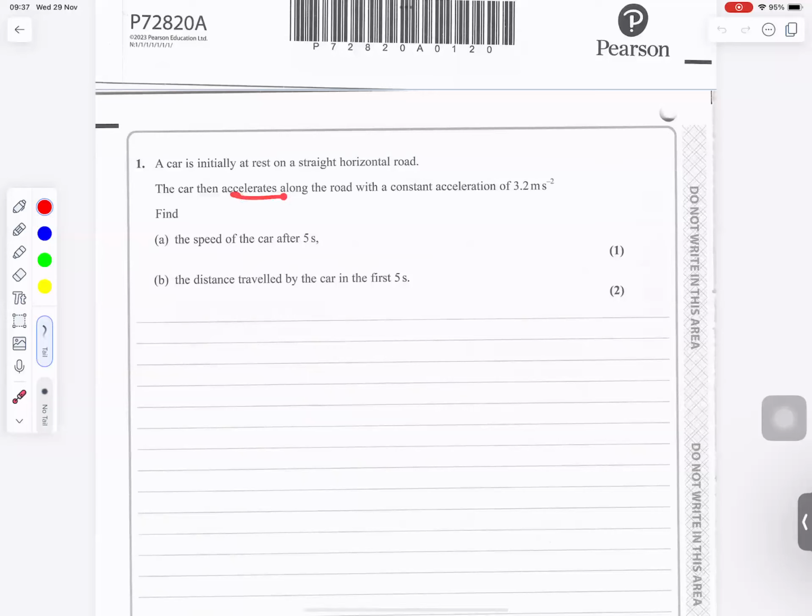The car then accelerates along the road with a constant acceleration of 3.2 meters per second squared. Find the speed of the car after 5 seconds and the distance traveled by the car in the first 5 seconds.